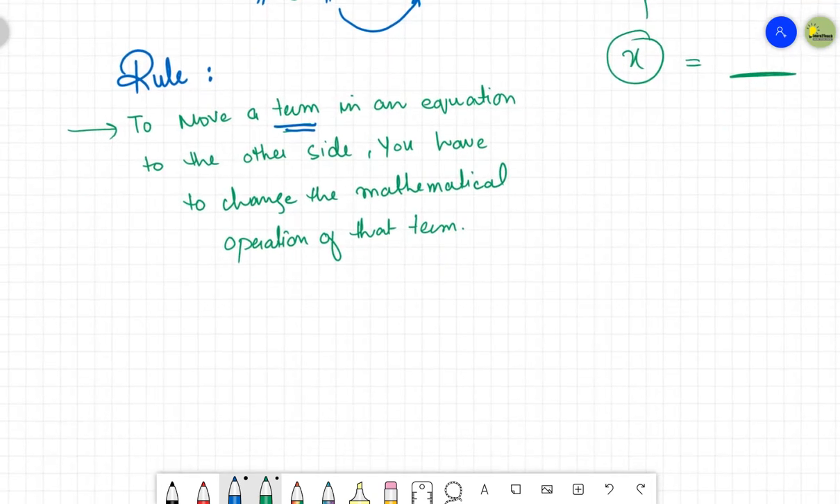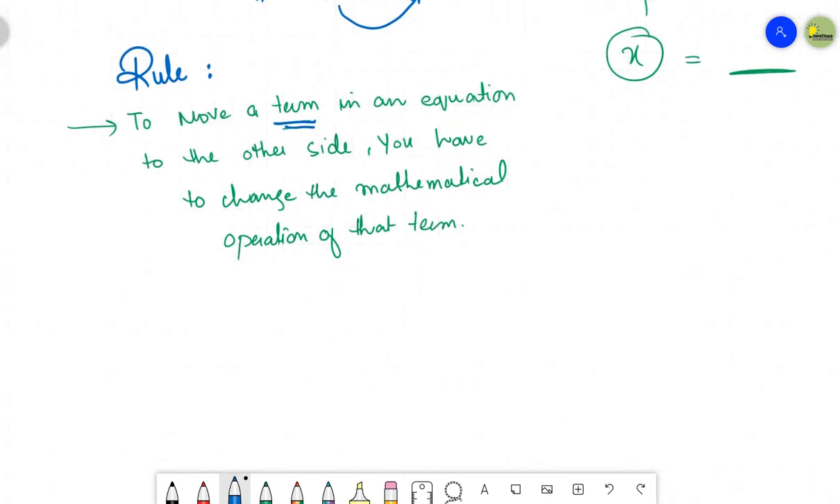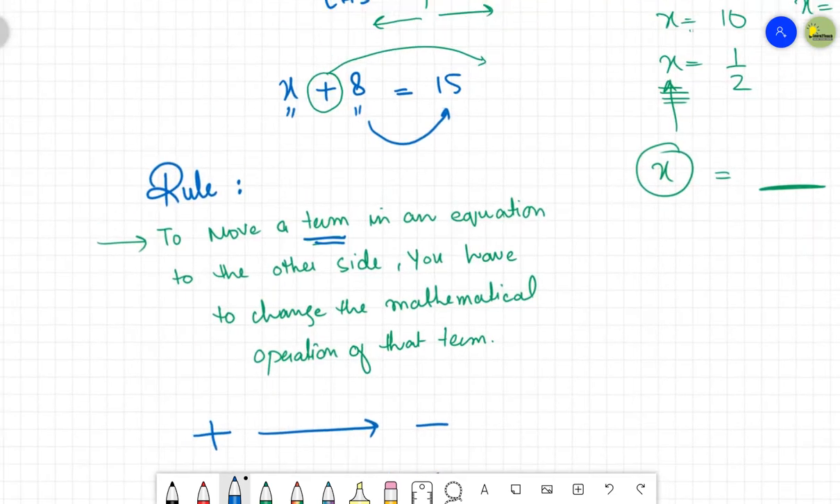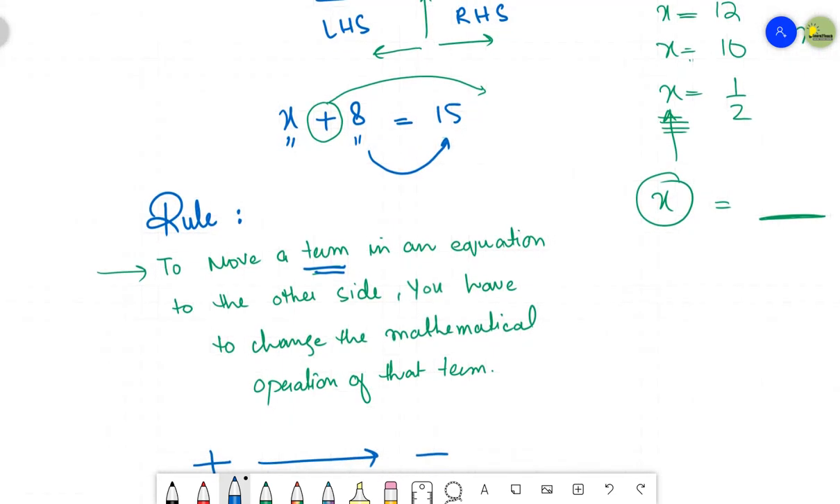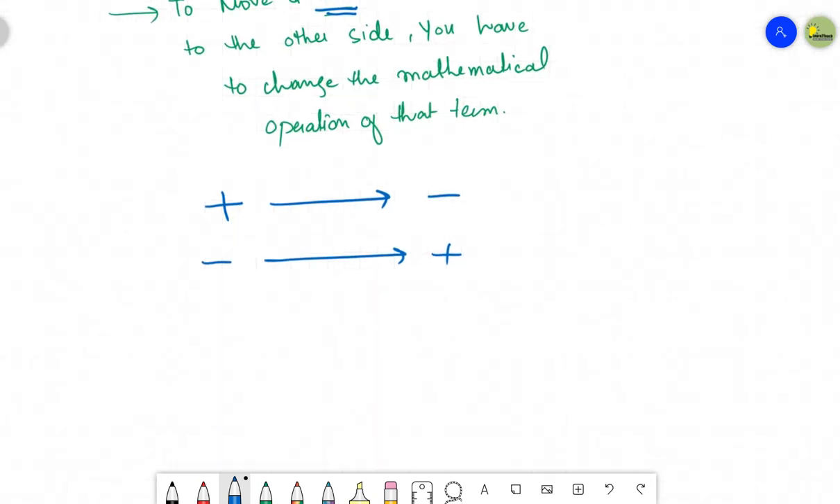If I talk about its opposite sign, then plus is replaced with a minus sign and minus will be replaced with a plus sign. This is very, very important. If you have a plus sign with the term and you want to shift it to the other side of the equation, then you have to change its sign. Plus sign will be changed to minus sign.